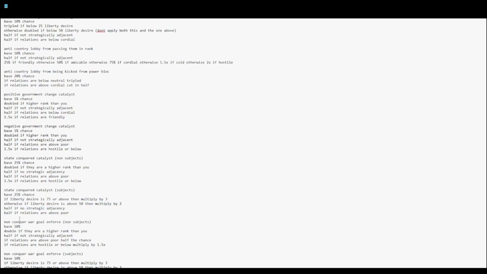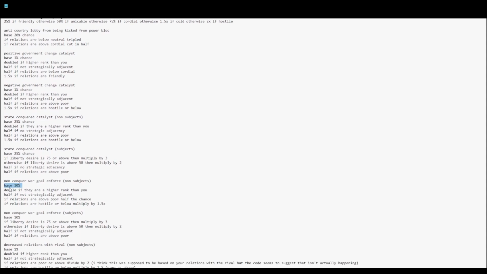Non-conquer wargoal enforce. This one has a base of 10% chance. Doubled if they're a higher rank than you, half if not strategically adjacent. If relations are above poor, half the chance. If relations are hostile or below, multiply by 1.5 times.